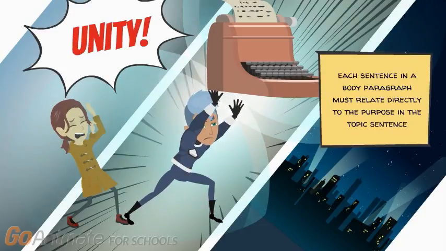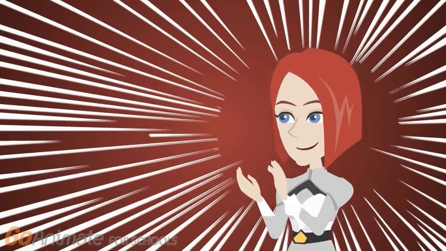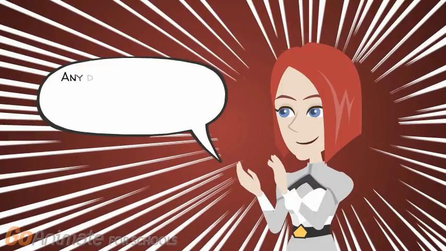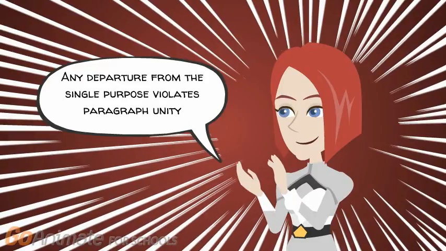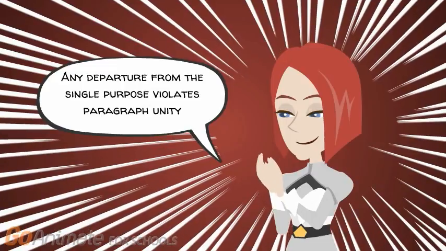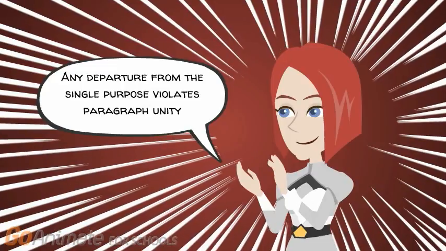For a paragraph to have unity, each sentence in a body paragraph must directly relate to the purpose indicated in the topic sentence. Never, ever lose sight of your topic sentence when you're writing a paragraph, just like you never lose sight of the thesis when you're writing your essay. The paragraph must hang together as a whole, creating an unmistakable sense of oneness. Any departure from the single purpose of the paragraph violates paragraph unity.